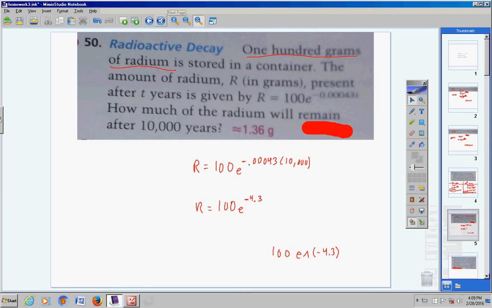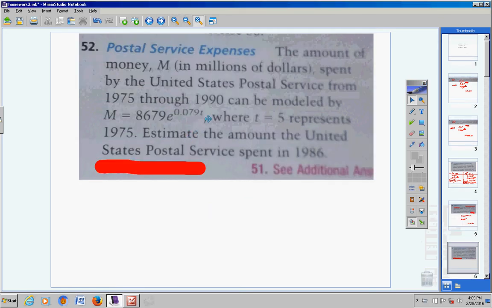Okay, moving on to number 52. The amount of money in millions of dollars spent by the United States Postal Service from 1975 to 1990 can be modeled by this model here, where T equals 5 represents 1975. Estimate the amount of money the United States Postal Service spent in 1986. Alright, no problem. Here's your model right here. Let's write that down. Let's use this model. Now, what does this model do for you? Well, you can substitute in a T.